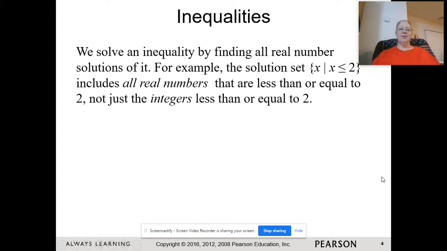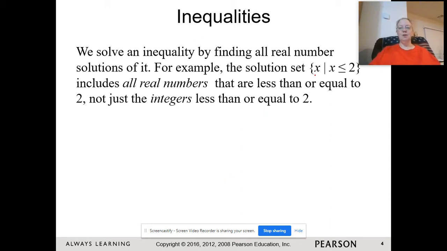There are different ways to indicate an inequality. We can write it as what's called a solution set. We can write it on a number line. We can use interval notation. So we are going to need to know this. You're going to need to know this all different ways. I'm going to require that you be able to give me any of the different ways to indicate an inequality.